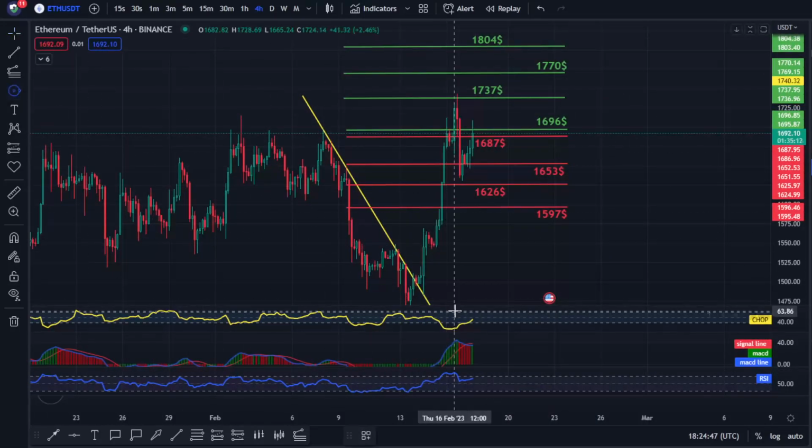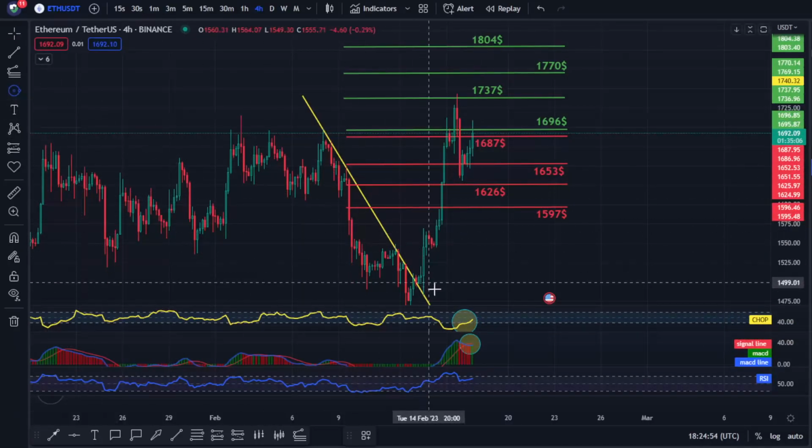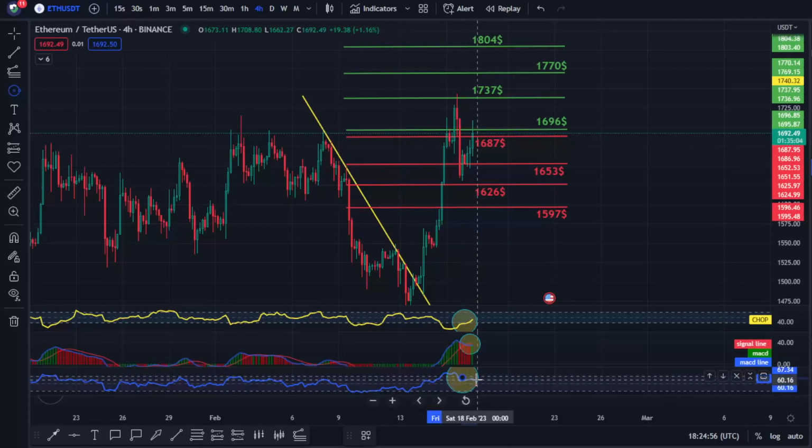The CHOP index indicates that energy is gathering strength. The MACD indicator indicates a local downtrend. On the other hand, we see a rebound on the RSI, but we are staying in the upper part of the range.